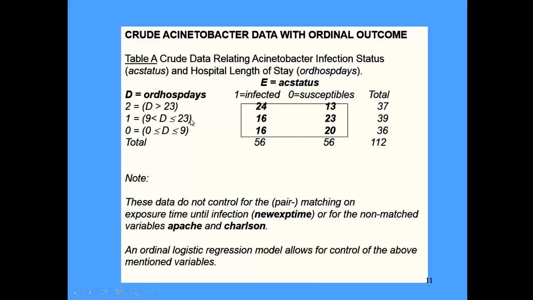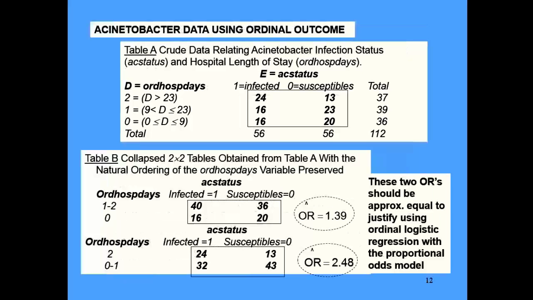And we started looking at this table, which is a 3x2 table that describes the crude relationship between exposure and disease. It doesn't control for the other variables. That's what we started looking at. And what we then did with this table was, as I showed you in the next slide, I formed from this 3x2 table two 2x2 tables.